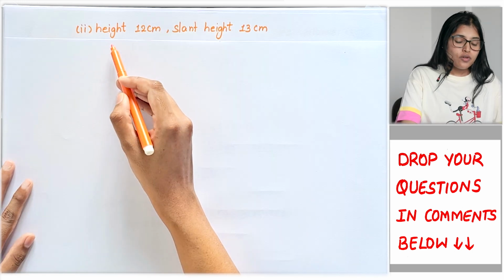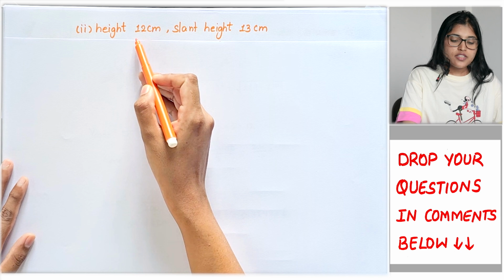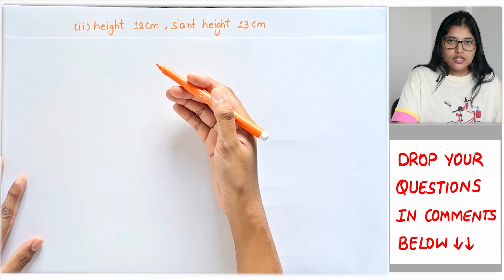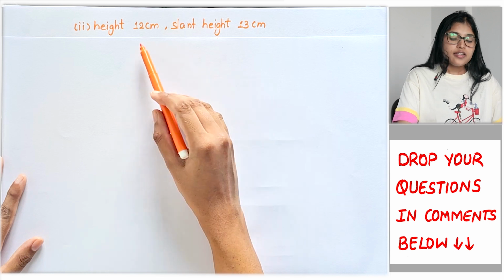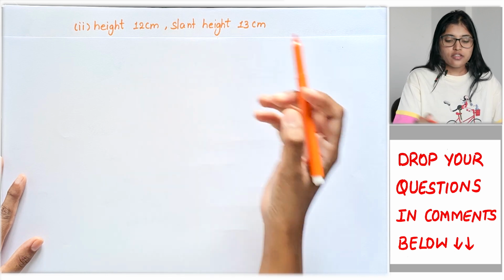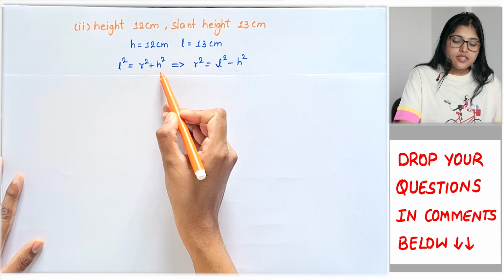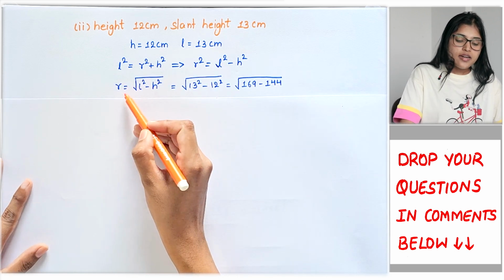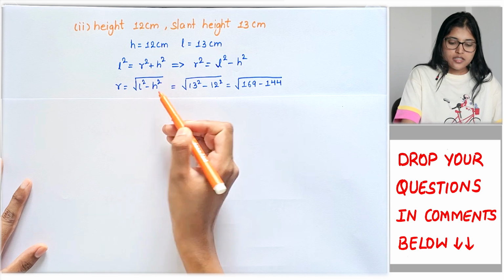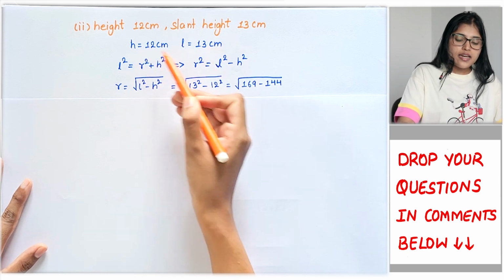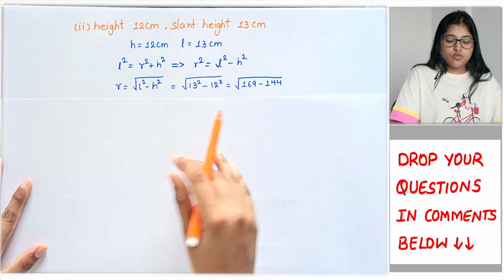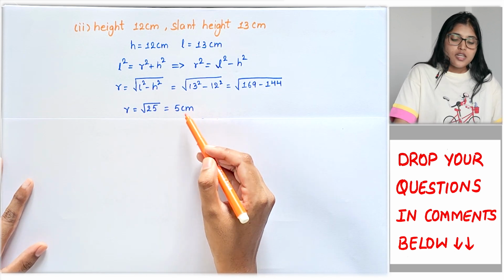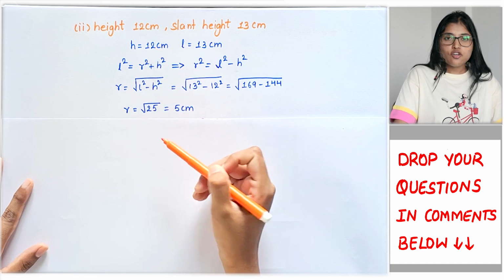In the second part of question number 2, height is given as 12 centimeters and slant height is 13 centimeters. In order to find the capacity of the conical vessel, we have to find the volume again, and here I need the value of radius in order to find the volume. Using l square equals r square plus h square, I get r square equals l square minus h square. So I can write r as square root of l square minus h square. Substituting the value of l and h, I get 169 minus 144, which gives me r as square root 25, which is 5 centimeters. Now I can use the value of h and r in order to find the volume.